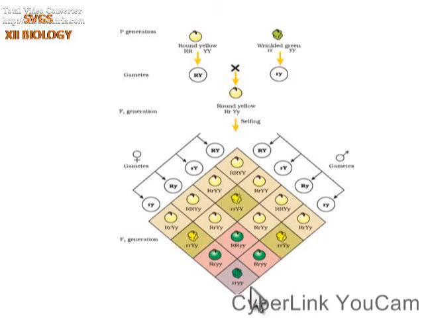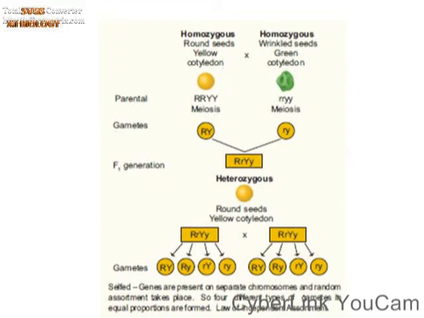So this is how he made it. If we count, we get 9 parental type, and 3 non-parental, again 3 non-parental, and again 1 parental combination. So the ratio will be 9 is to 3 is to 3 is to 1. This is how the ratio was found in the dihybrid cross. Here we have a homozygous combination of this dihybrid cross. So this is the representation.